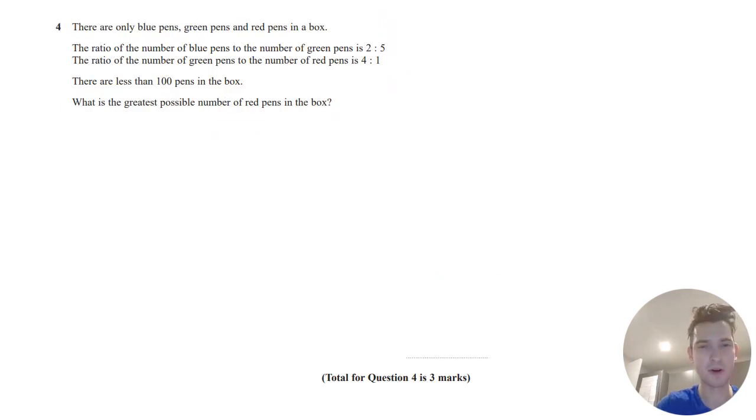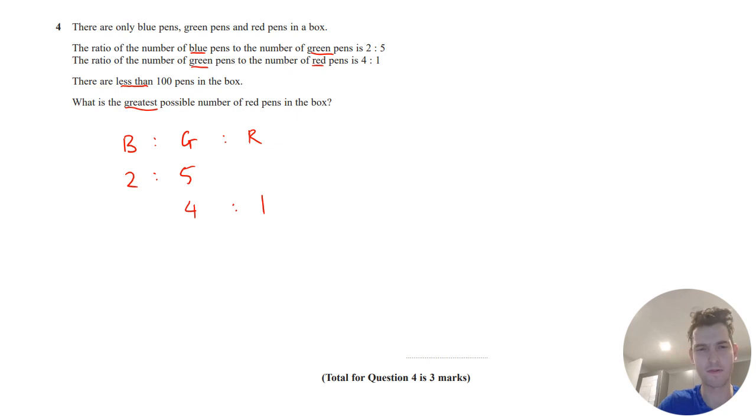Okay, there are only blue pens, green pens, and red pens in a box. The ratio of the number of blue to the number of green is 2 to 5. So I'm going to write straight away blue to green, and then 2 to 5. Then it says the ratio of the number of green pens to the number of red pens is 4 to 1. So green to red, I'm going to write 4 to 1. And I can immediately see that the number of green pens is different. Then it says there are less than 100 pens in the box.